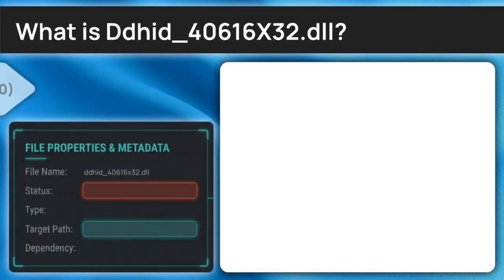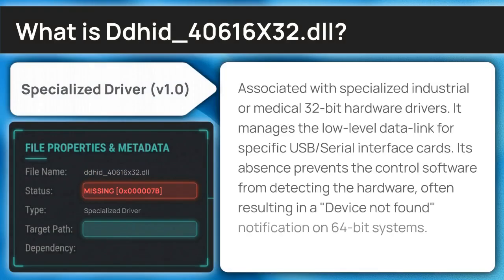This is the DDHID 4061632, associated with specialized industrial or medical 32-bit hardware drivers. It manages the low-level data link for specific USB and serial interface cards. Its absence prevents the control software from detecting the hardware, often resulting in a device not found notification on 64-bit systems. Now that the technicals are covered, let's run the official installer.